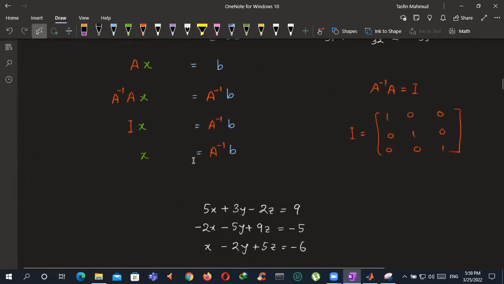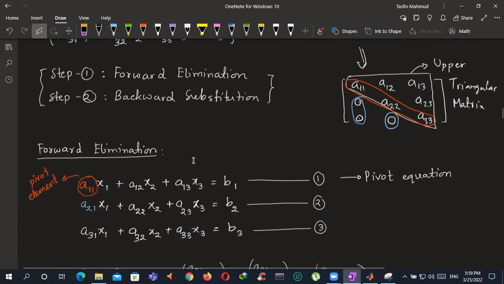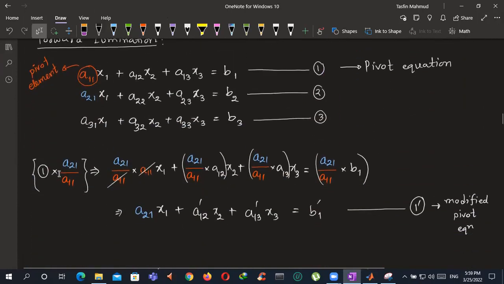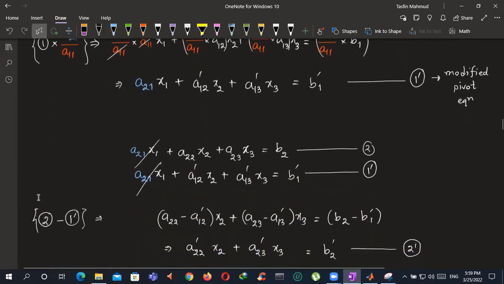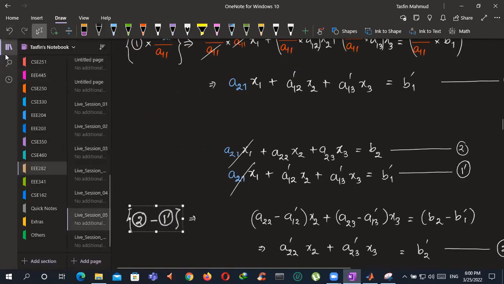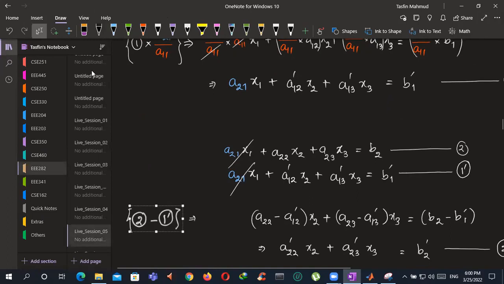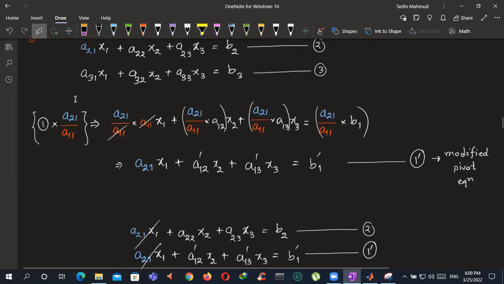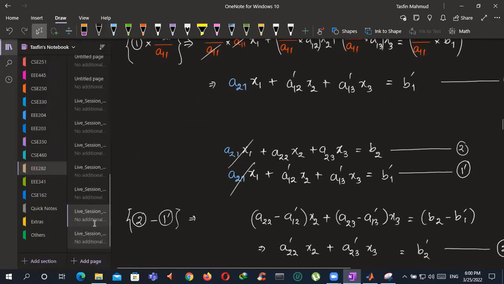Doing the 2 steps means multiplying by the coefficient that we want to eliminate, dividing by the pivot element, and doing the subtraction. We will see this whole thing is being done by that single line. We will see.